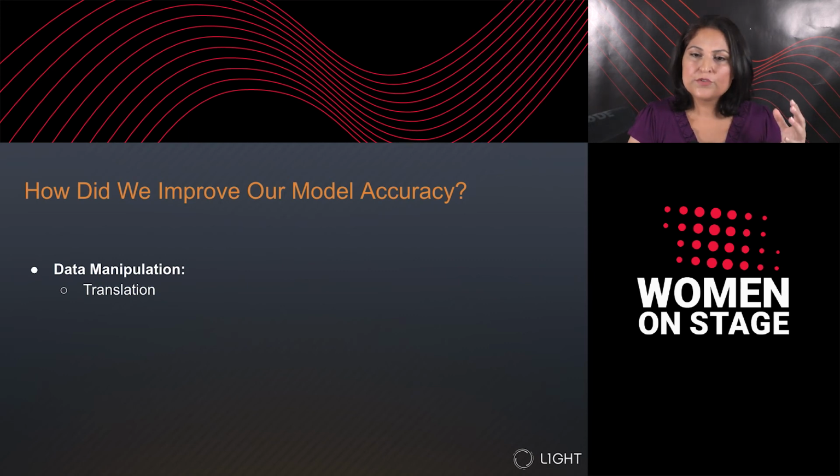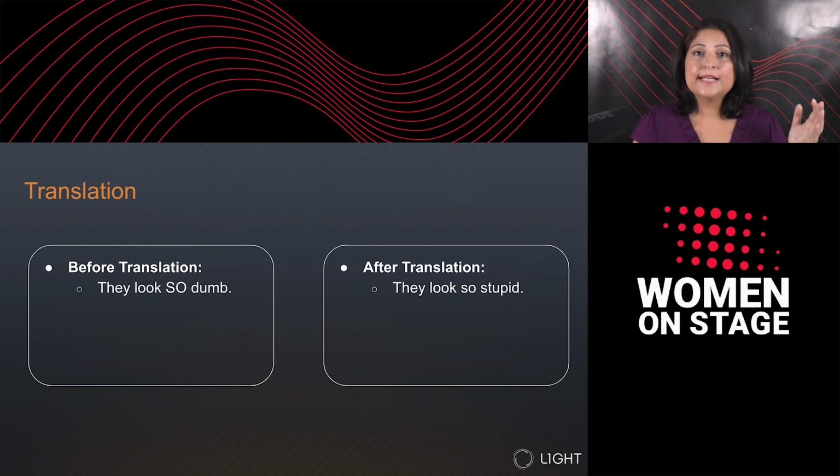When we moved to transformers, we managed to dramatically improve our model accuracy. But the question still was, how could we improve it further? We discovered that by translating our sentences, we could further improve our accuracy. Translating our sentences from English to other languages and then back to English improved our F1 scores by about 5%. Take a look at the example in the slide. "They look so dumb." We translated it to French and then back to English, and we got "they look so stupid."